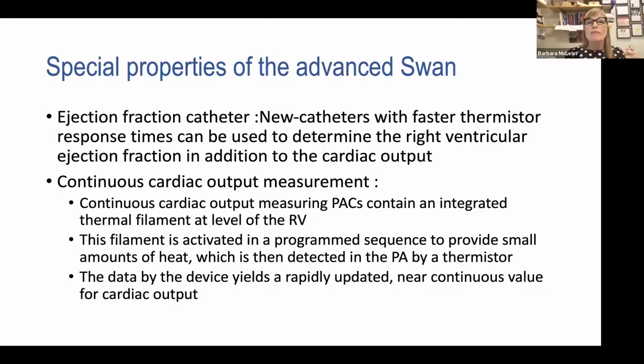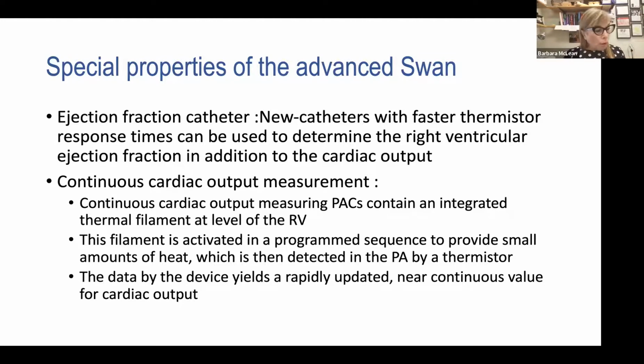The other component of the Advanced Swan is the continuous cardiac output measure. And remember, primarily, what you want to remember is that you have this copper filament that transects between the right atria and into the right ventricle, and it pulses heat into the blood, causing the blood temperature to change. That blood temperature change is then measured in the pulmonary artery, and how long it takes your blood temperature to get back to normal is what is used in the algorithm of the cardiac output.